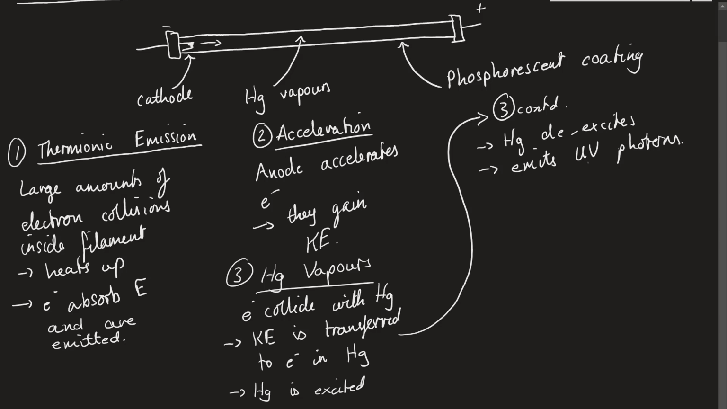Okay, so the reason the UV photons are produced is because the energy levels in mercury have a very large gap between them. So the one jump down to the ground state will have a very large energy difference, and so it will have an energy that will produce a UV photon. Okay, let me just change this slightly, and then we can look at the last stage. Last stage is the phosphorescent coating.